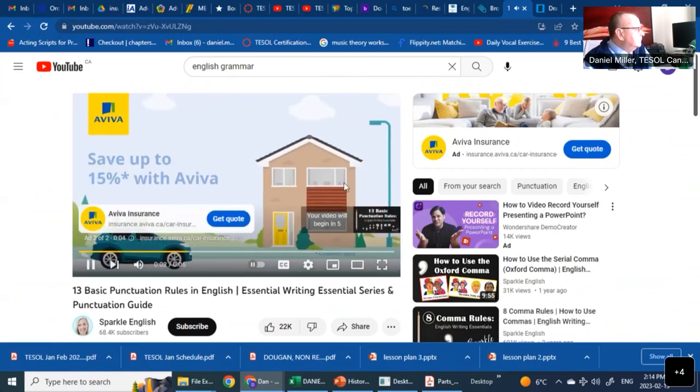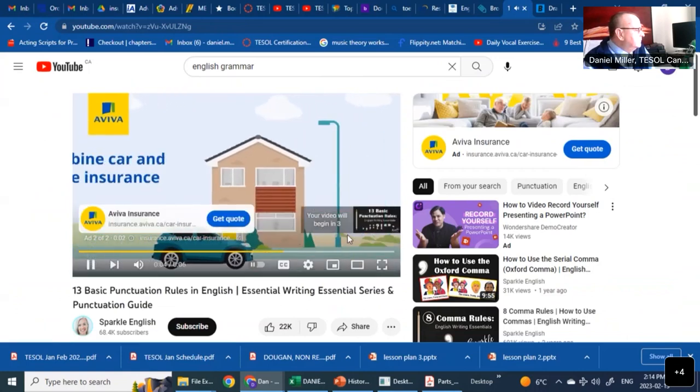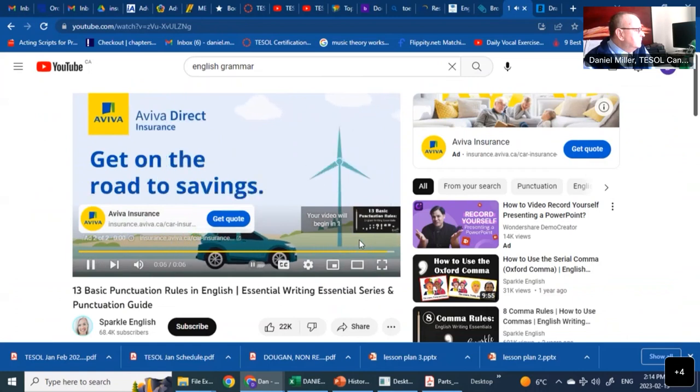1% with Aviva. Combine car and home insurance and get on the road to savings.